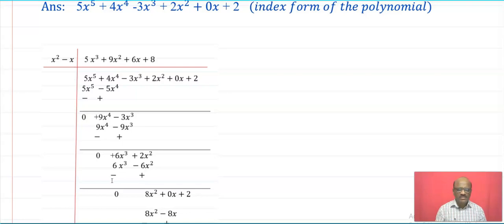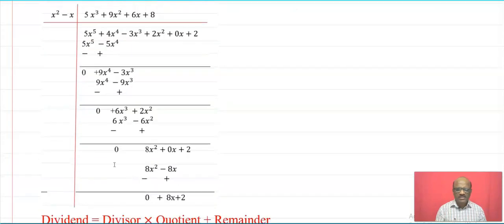Now change the sign: plus to minus and minus to plus. Every time while doing division, change the sign. Now plus 6x cube minus 6x cube, their addition is 0. Next is plus 2x square plus 6x square, then you will get 8x square plus 0x plus 2.